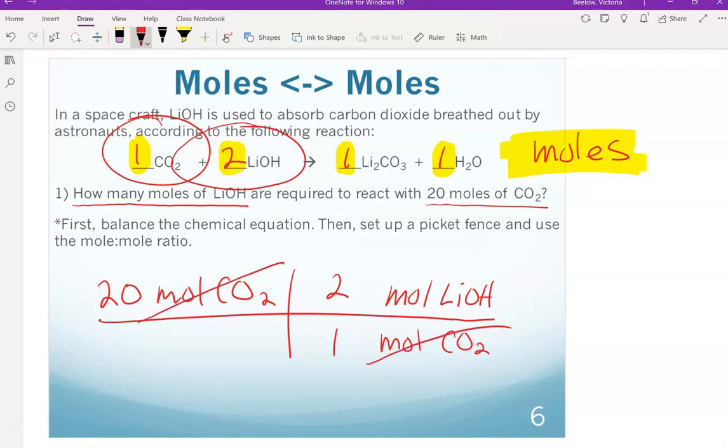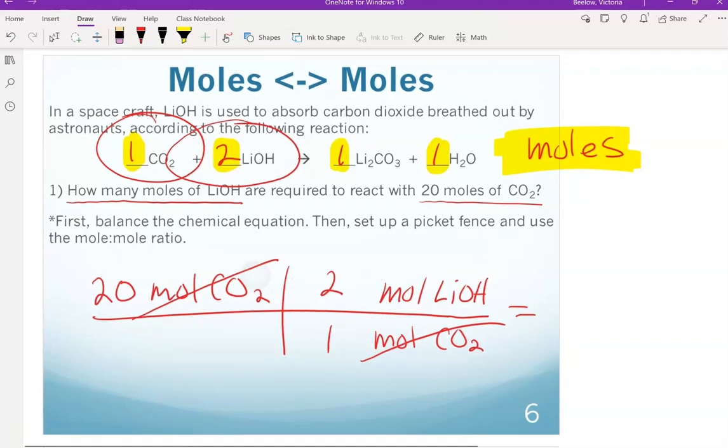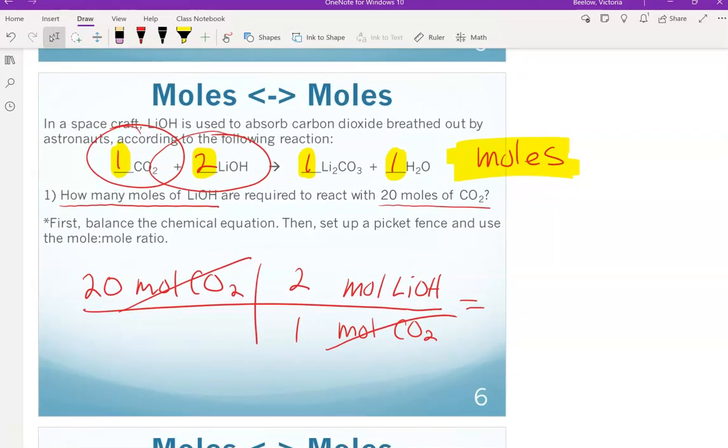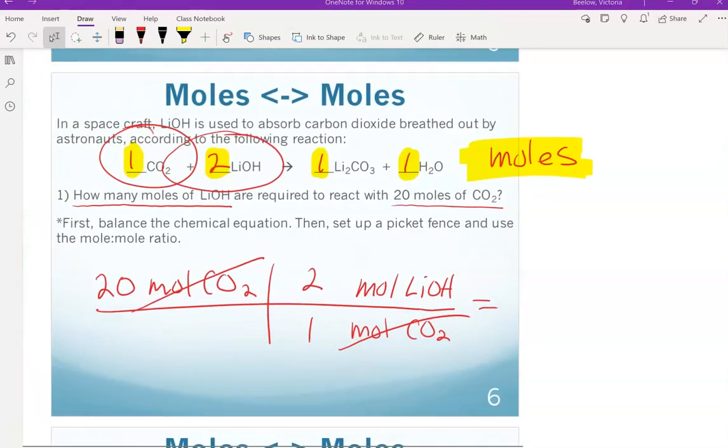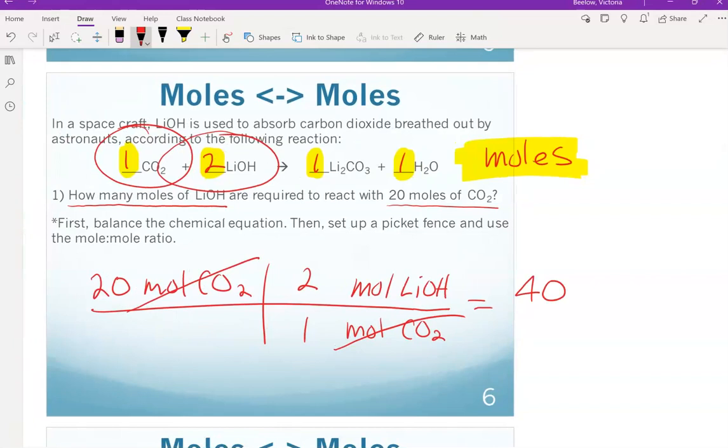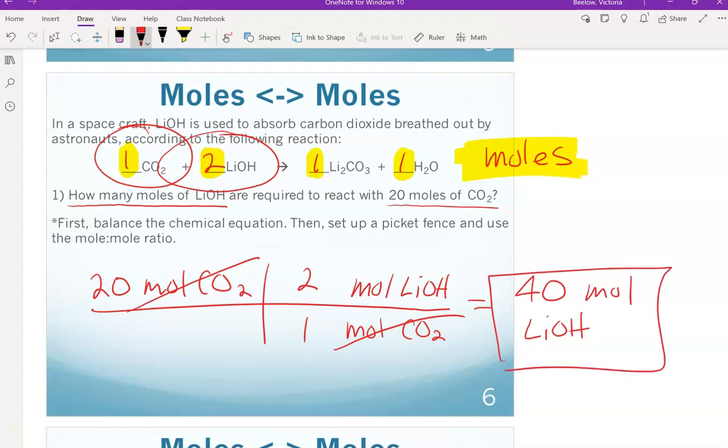So this is how I'm going to convert from moles of one substance to moles of a different substance. I'm converting moles of carbon dioxide to moles of lithium hydroxide, which is LiOH, and I'm using the balanced chemical equation to do that. So I would multiply everything in the top, 2 times 20, which is 40, divided by the bottom, which is 1. So my final answer would be 40 moles of lithium hydroxide, LiOH.